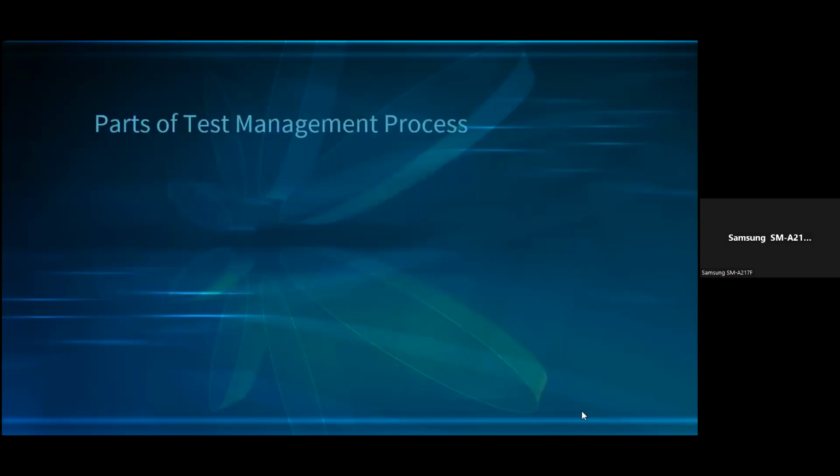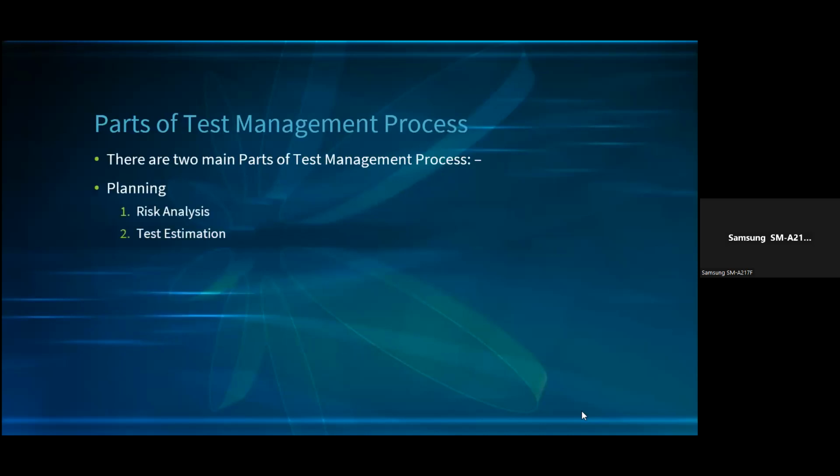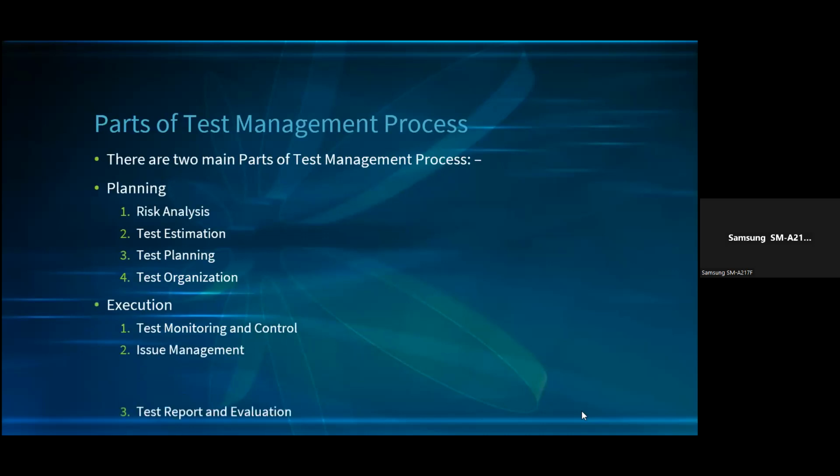So what are the parts of test management process? There are two main parts of test management process. The first one is planning. In planning, we have the risk analysis, we've got the test estimation, we've got the test planning, we've got the test organization, then we've got the execution phase. In the execution process, we've got test monitoring and control, we've got issue management, we've got test report and evaluation. So these are just the main test management process. So we've got the planning and execution phase.